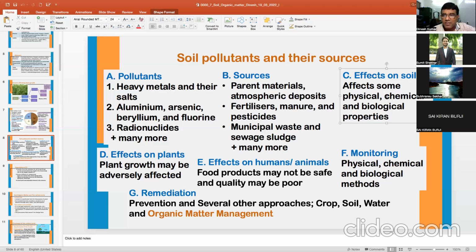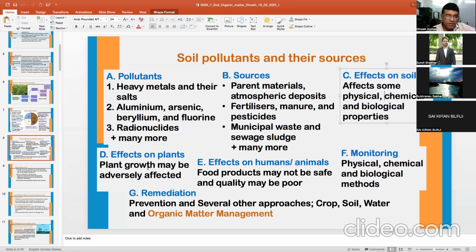These heavy metals and pesticides will interact with the chemicals in the soil. It is a very big subject. So overall, we know the sources of these pollutants, and they are going to affect the soil properties, physical, chemical, and biological. If soil physical properties are affected, then what will be the result on the plant? You see point D, plant growth may be adversely affected. I need not go into the details. You can see how these pollutants will adversely affect plant growth. They can affect nutrient uptake, they can affect microbes and so many things.